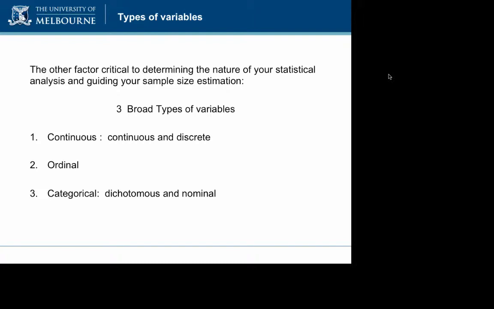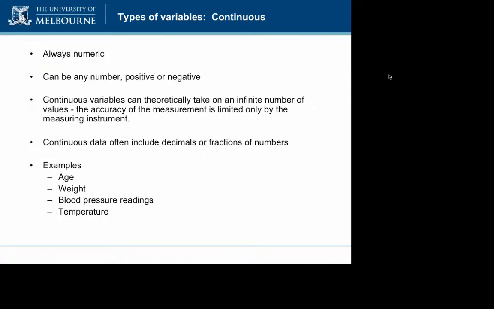So continuous carries the most data, and also there's the greatest variety of different tests that can be used with continuous variables. So continuous is always numerical, can be either positive or negative, and usually it's a decimal or a fraction of a number. How many decimals we have doesn't depend on the type of variable, but it usually is dependent on the instrument that we measure with. Examples for that are age, weight, blood pressure, temperature.